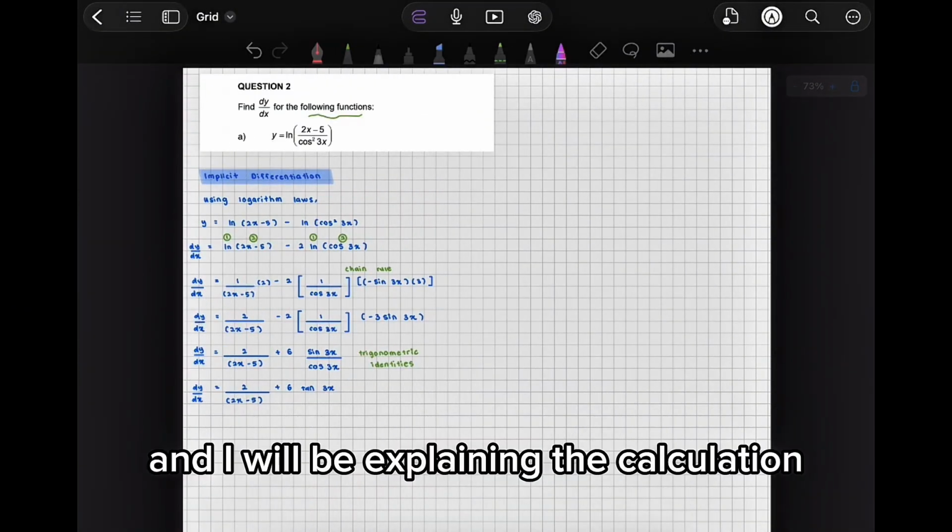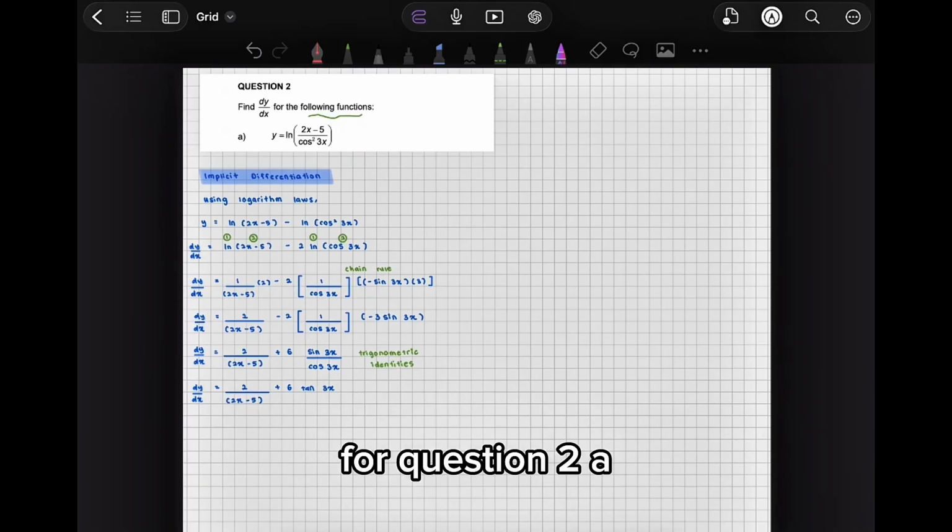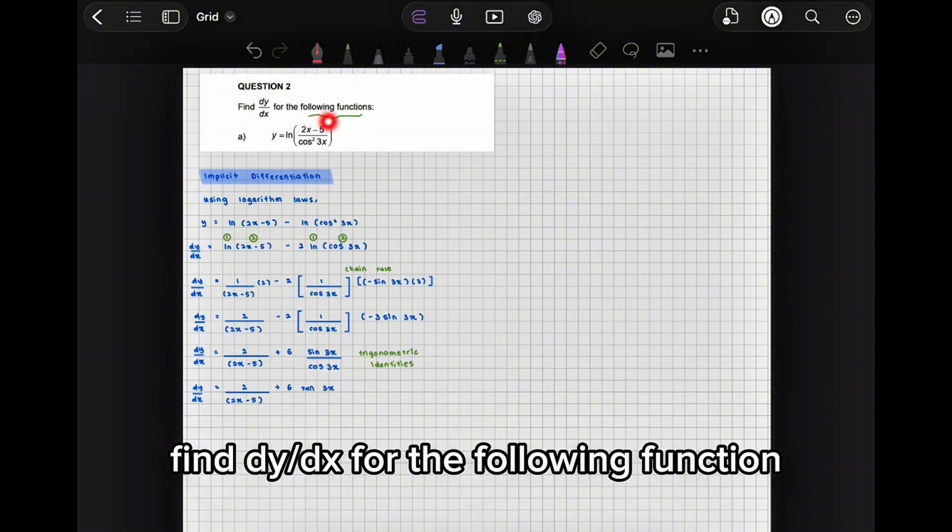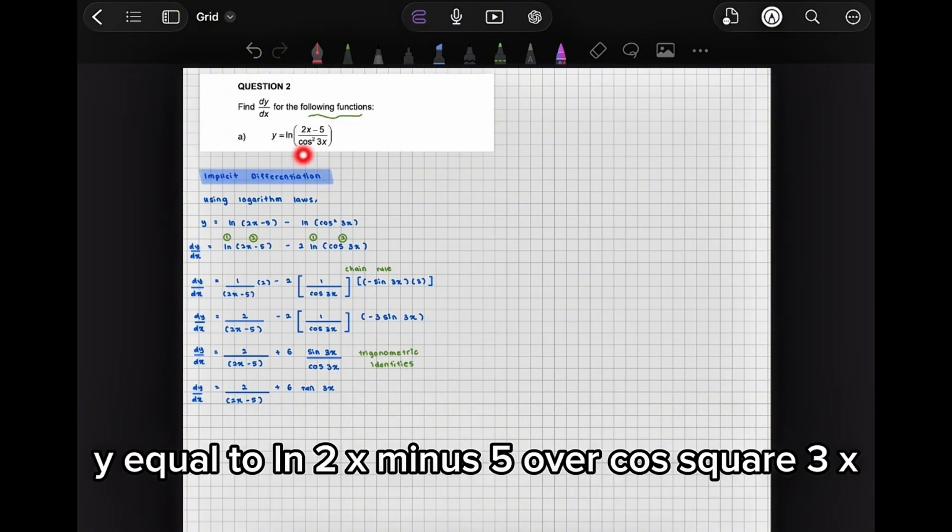Hi, I'm Elisha and I will be explaining the calculation for question 2a. So the question is, find dy dx for the following function. y equals ln(2x minus 5) over cos squared 3x.